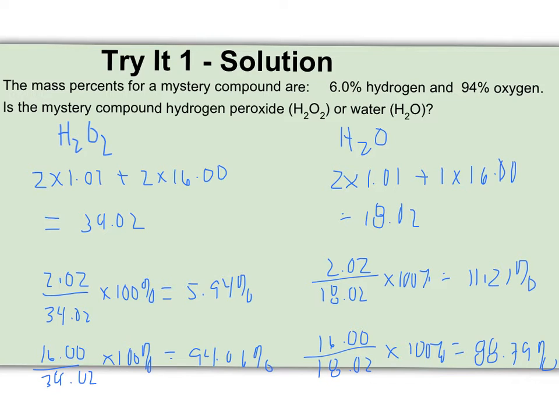Now, I know when you look at this, you go, well, neither of them matches exactly. But there's always some error, or what we call uncertainty, in our calculations. So 5.94%, that's only 6/100ths, okay? 6 cents out of a dollar, not a big amount. So yes, this is a match, 6% and 94%. So apparently our mystery compound is hydrogen peroxide.